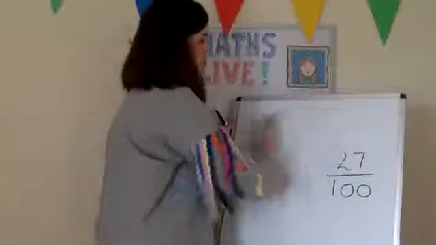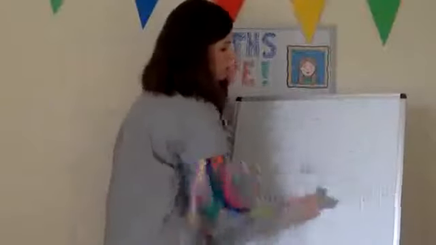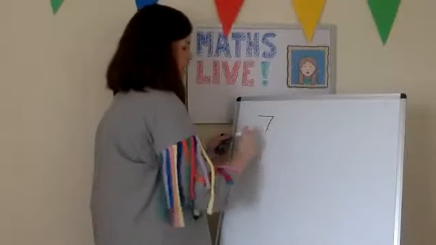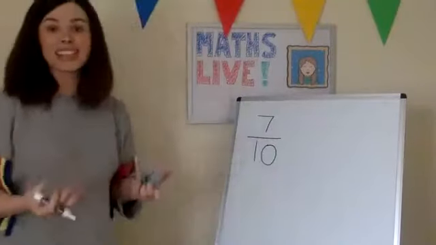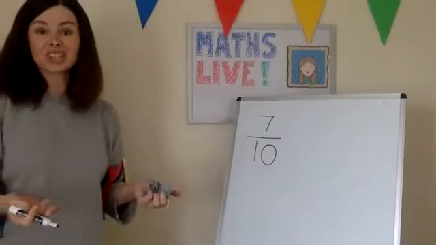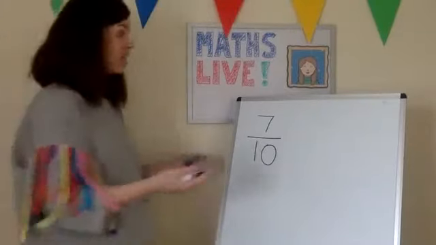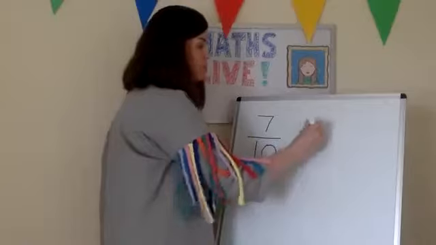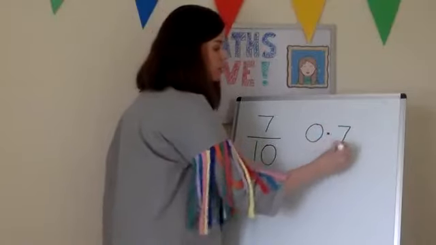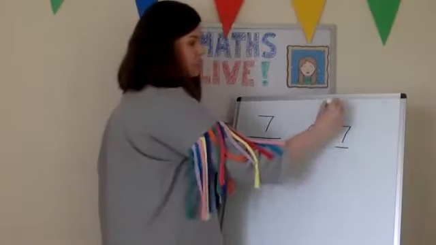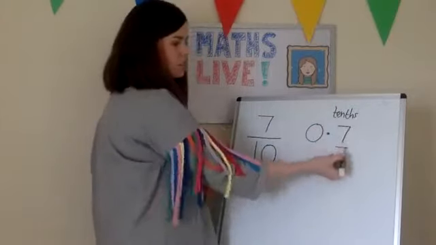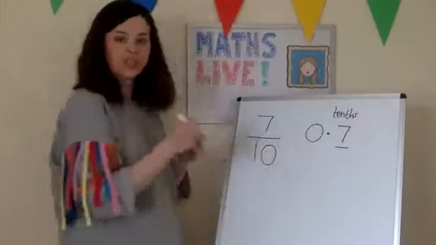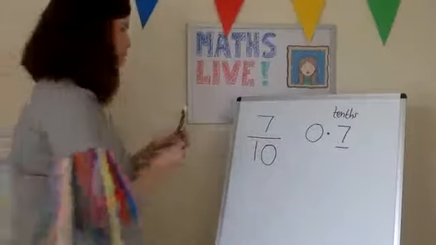Now I'll try it the opposite way around. So if I've got 7 tenths, my fraction is 7 tenths. You're saying actually what we already know is a decimal. 7 tenths is a decimal, we already know, is 0.7 because this is the tenths column. So 7 tenths is 7 over 10. Yeah, see the pattern?